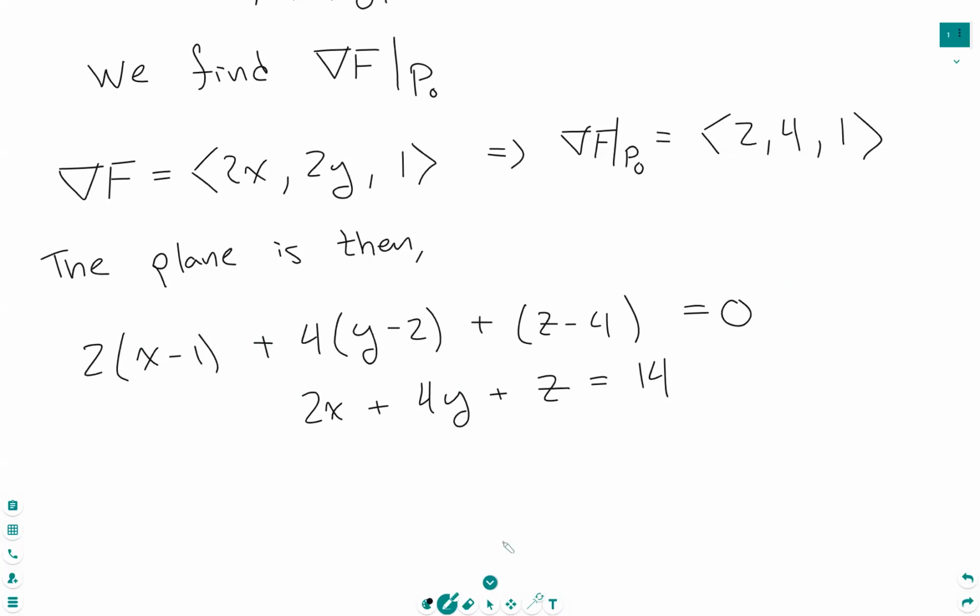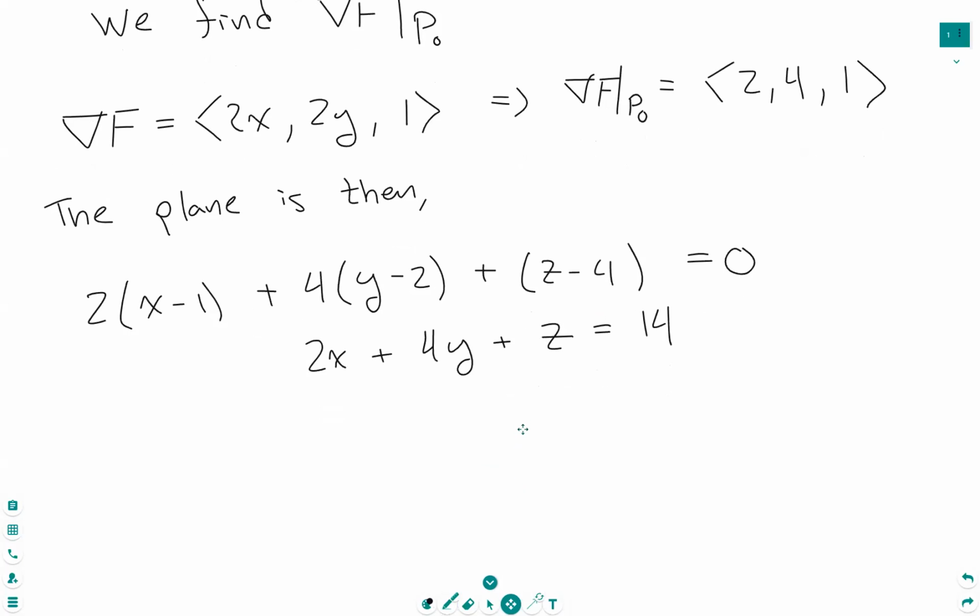And that's our plane. I know the lead up to this was maybe a little bit brutal, but at the end of the day, the result is very nice and clean. We just find this capital F function, we find the gradient, and those are the coefficients in front of our x, y, and z terms for our tangent plane.